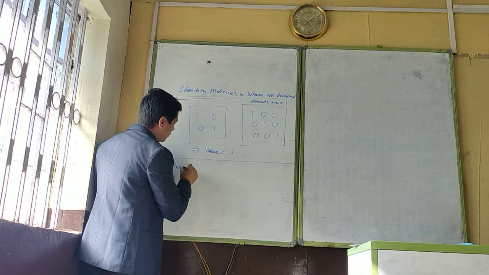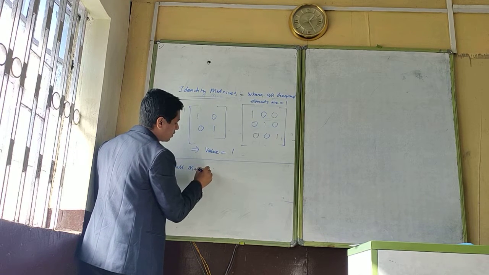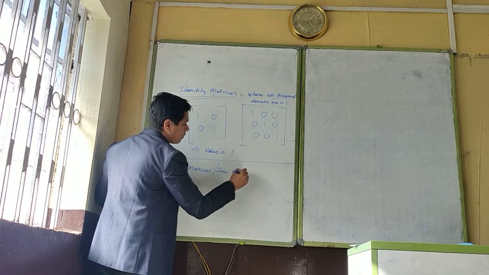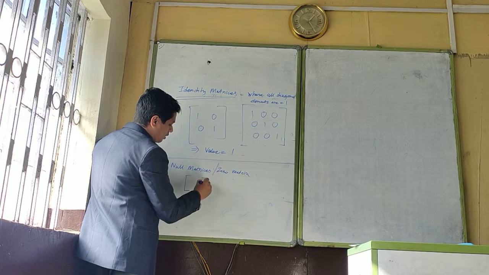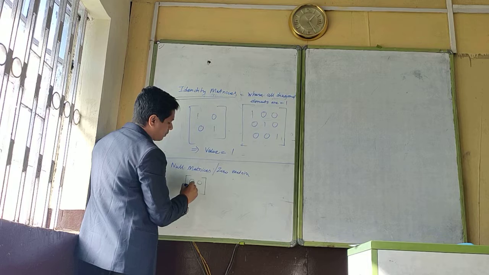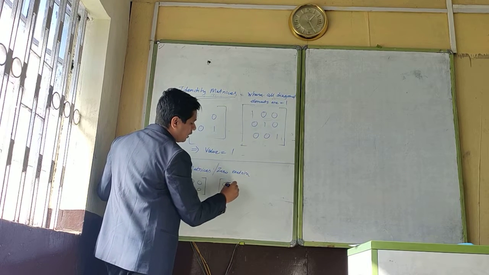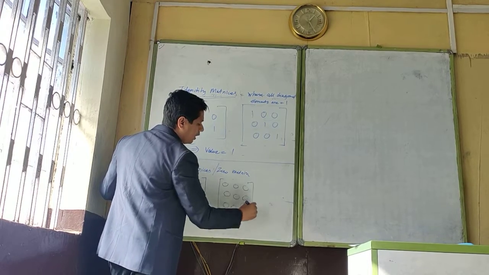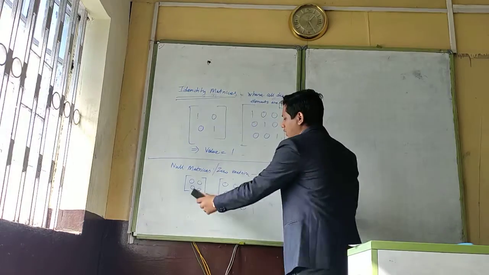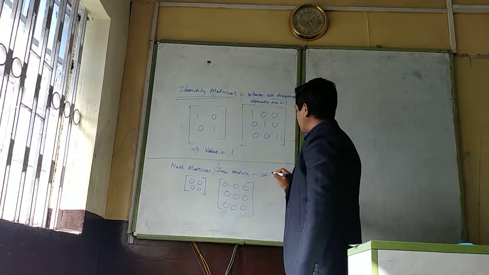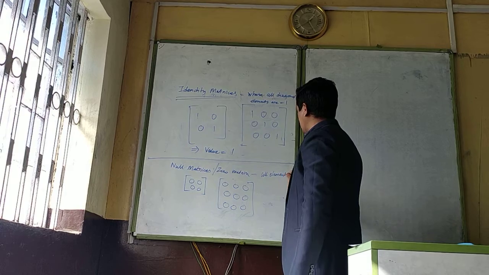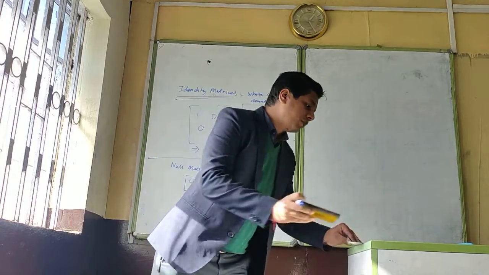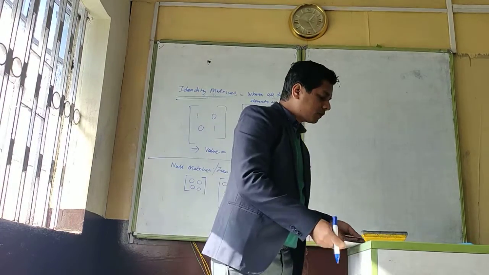So we come to our final type of matrix, that is the null matrix. It is also known as the zero matrix. When in a matrix all the elements present inside are equal to 0, we can say it is a null matrix. All the elements you can see out here are equal to 0. So these were the different types of matrices we have learned so far.